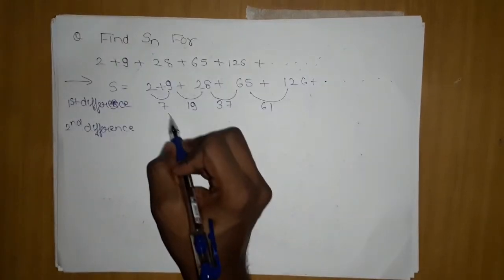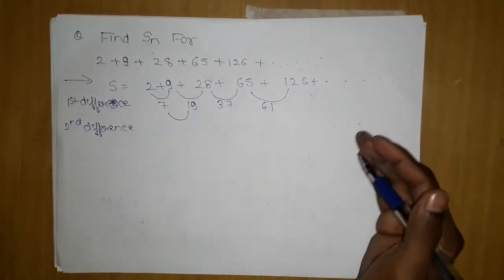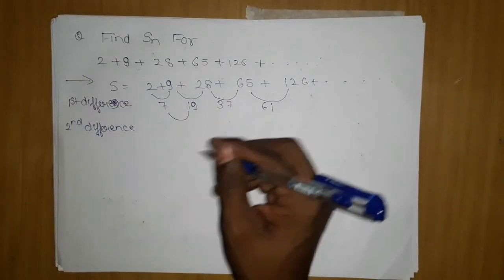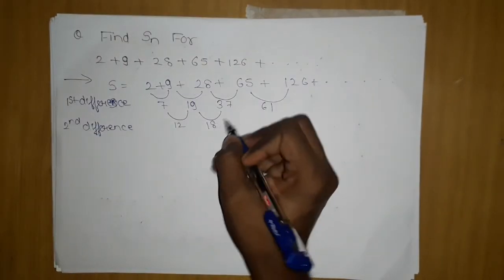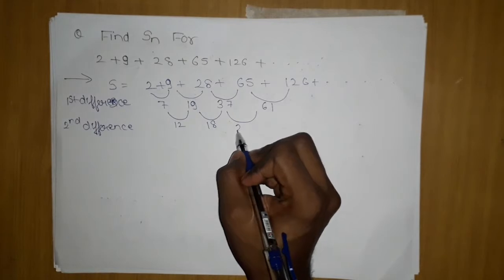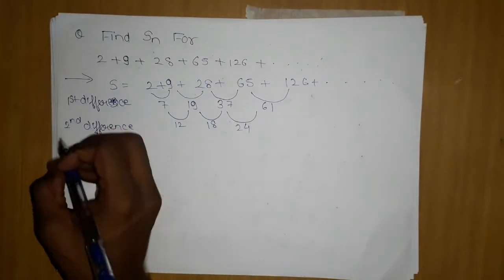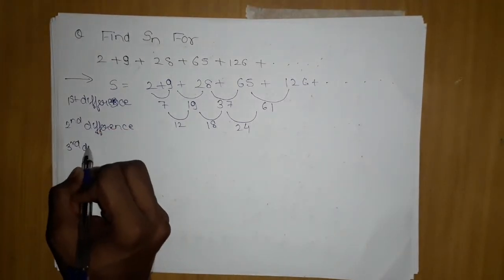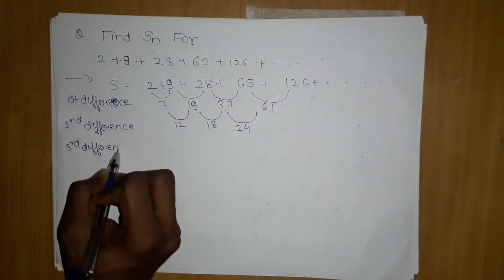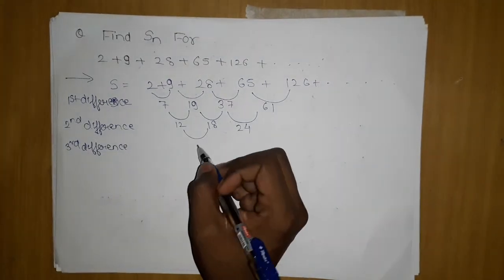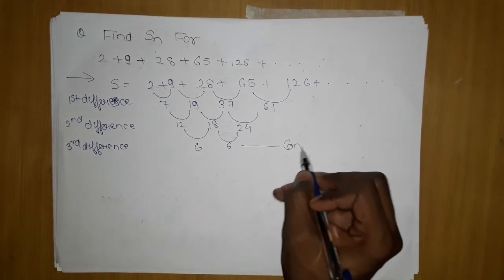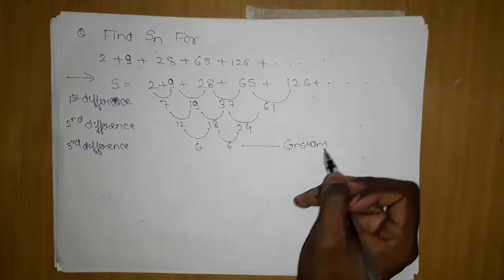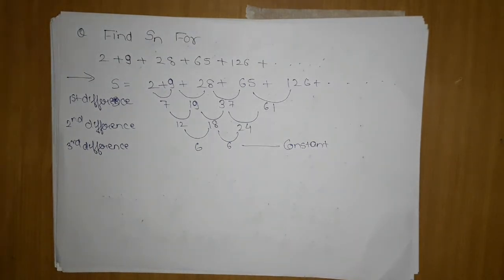How can you find the second difference? Still we are not getting a constant, or we cannot predict the AP. So the second difference gives you 12, this gives you 18, this gives you 24. Still we are not getting a constant number, so we apply the third difference, which will give me 6 and 6. So this is a constant, and we got our point at which we should stop.